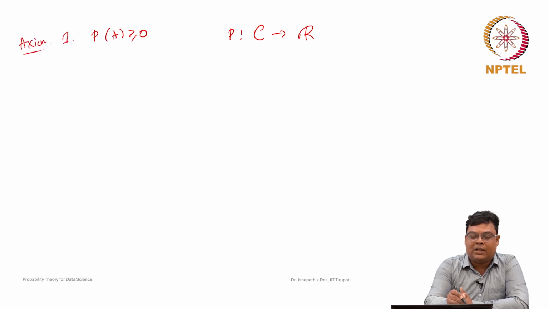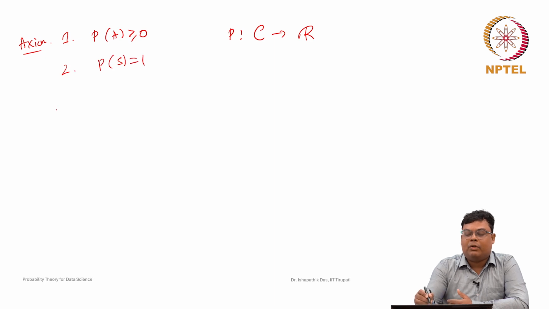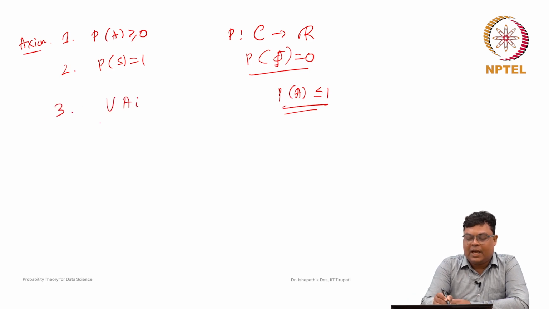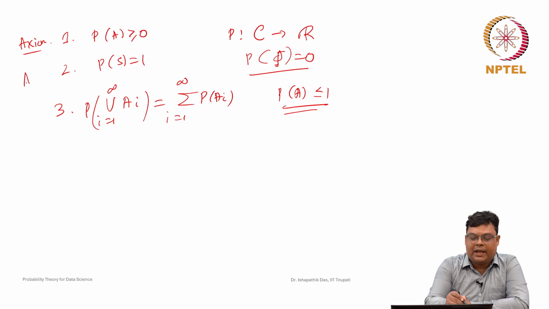For any A, P of A is a real number, but one by one we gave the axioms. So, axiom 1 says that P of A is greater than or equal to 0, a non-negative real number including 0. P of S is equal to 1. But you know that for the impossible event P of phi is 0, but here we did not mention that. P of A greater than or equal to 0 we mentioned, but P of A less than or equal to 1 we did not mention in the axioms. Also third, the probability of the union of A i, i equal to 1 to infinity, is the sum over i equal to 1 to infinity of the probability of A i. So, this is axiom 1, axiom 2 and axiom 3.